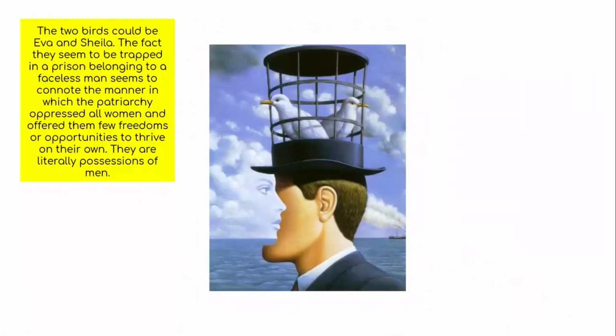All right, let's see some of the things that I picked out here. Now, the two birds trapped in this sort of hat cage could be Eva and Sheila. The fact they seem to be trapped in a prison belonging to a faceless man, a wealthy man by the look of what he's wearing, connotes the manner in which the patriarchy oppressed all women. It's worth remembering in this play that yes, Eva Smith is the one who is treated the least well, but actually, Sybil and Sheila don't have all that much freedom either. They have a lot more than Eva Smith, but in general, overwhelmingly powerful are Arthur, Gerald, and Eric.